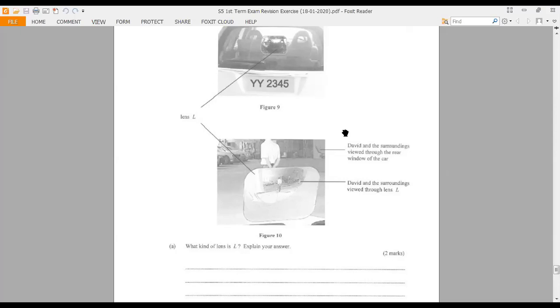So short-sighted people will have a wider view. The reason is they are wearing the concave lens.